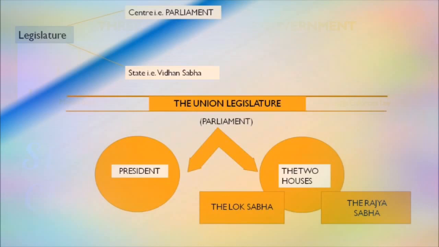The Union Legislature or the Parliament consists of the President and the two houses of the Parliament, that is the Lok Sabha and the Rajya Sabha. The Lok Sabha is also known as the lower house of the Parliament, and the Rajya Sabha is also known as the upper house of the Parliament.